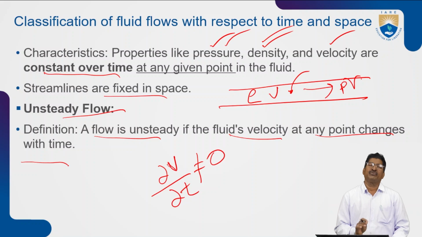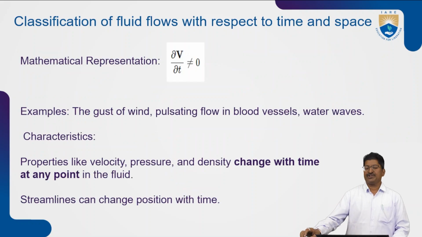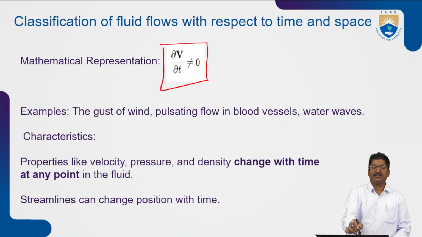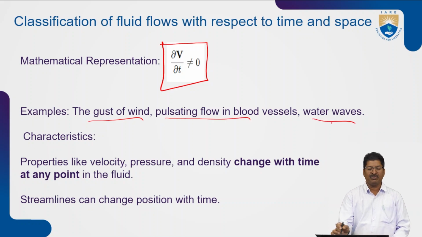So if velocity changes with time, then that is called an unsteady flow. The mathematical representation for this is ∂V/∂t is not equal to 0. That means V is not constant, V is changing. Examples are a gust of wind, pulsating flow in blood vessels, and water waves. All these are different examples of unsteady flow.